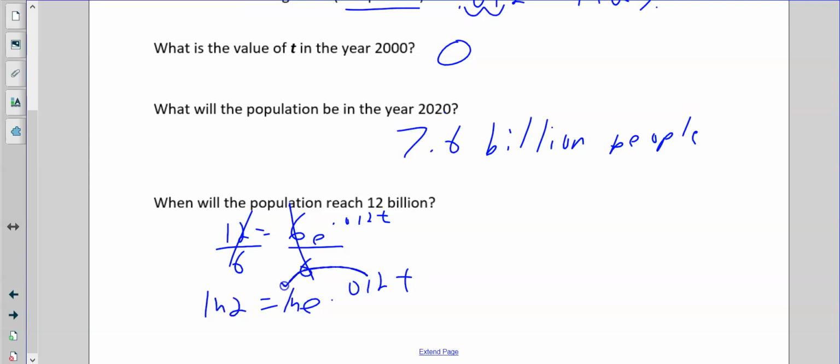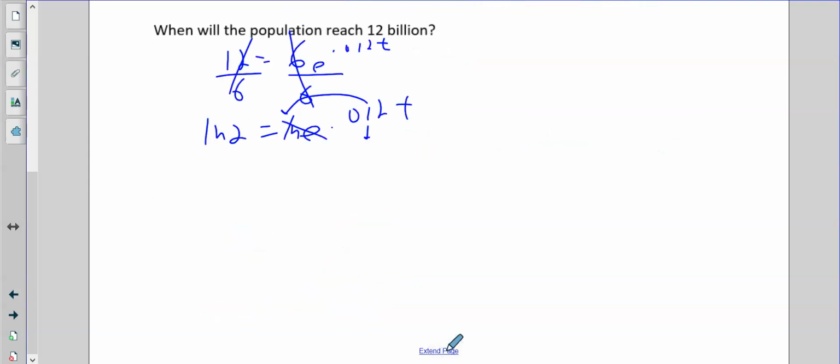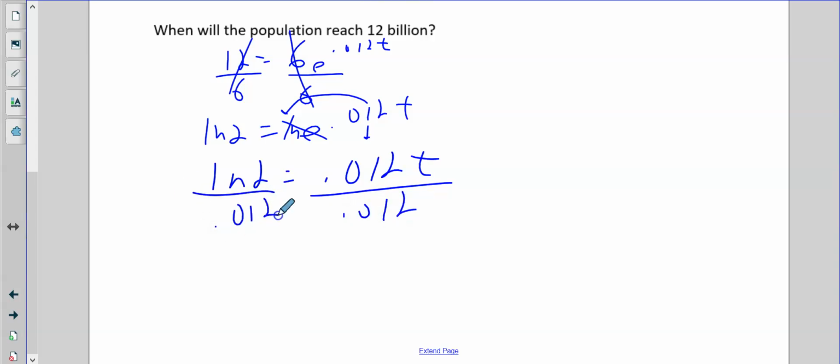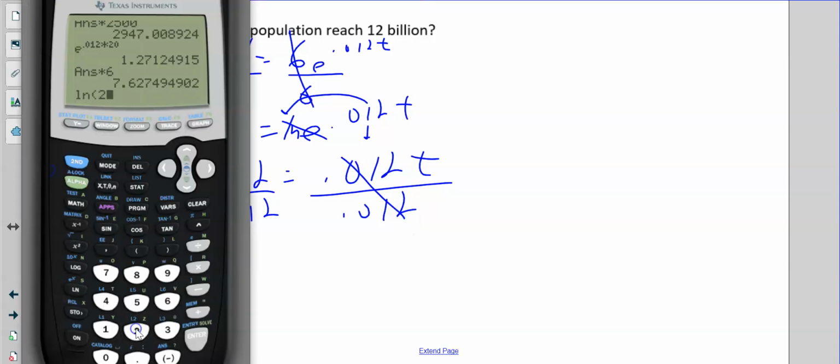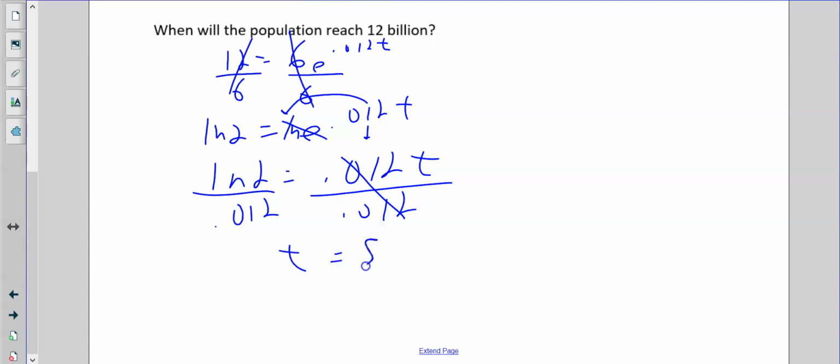And when we do that, this is going to come out in front. But remember, this is going to disappear. So some people just think about it as just dropping down, whatever works for you. So we have ln 2 equals 0.012t. You need to get t by itself. Divide by 0.012. That cancels. And then we just type in our calculator ln 2, and it's very important that you remember to close those parentheses, divided by 0.012. And we get 57.8. So time is 57.8 years.